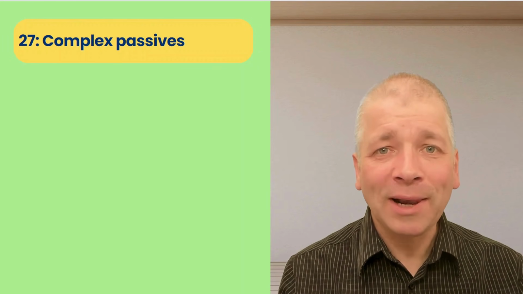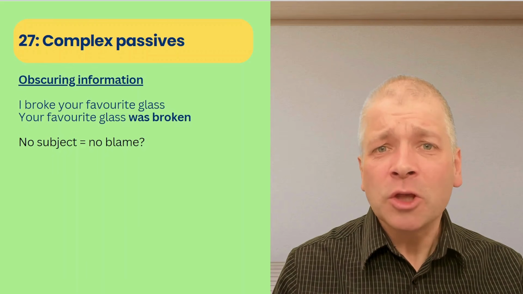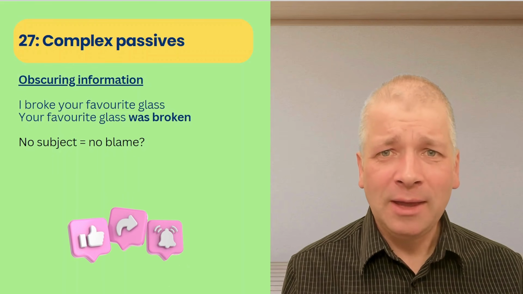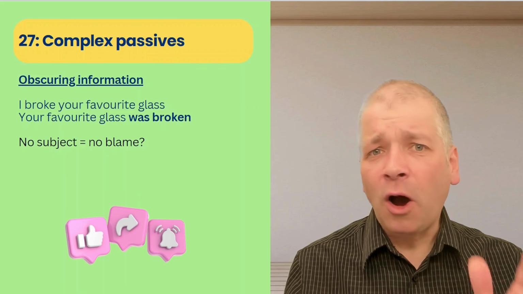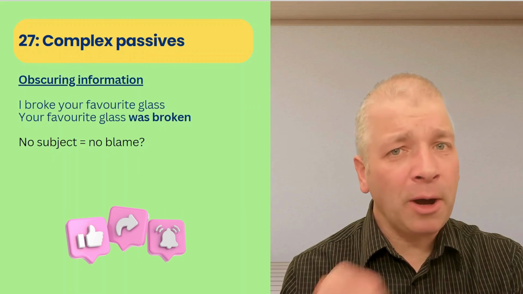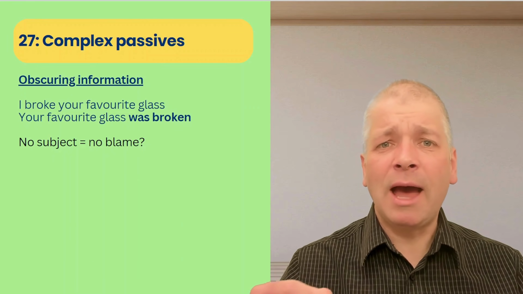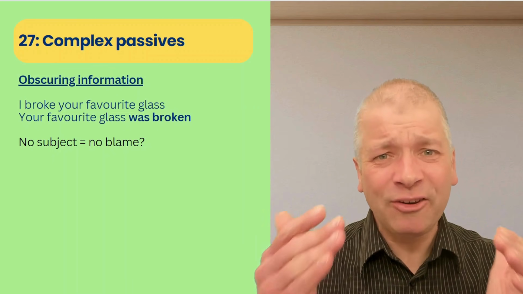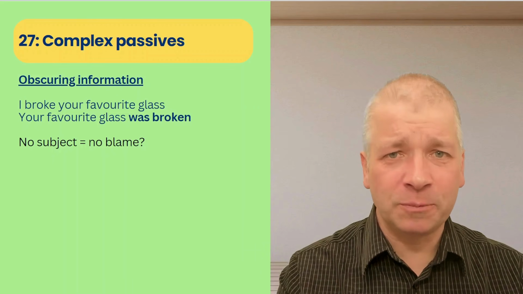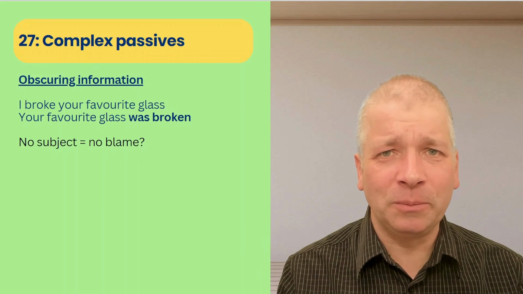27. Complex passives. If you've reached an advanced level of English, you know about the passive form. It means switching the order of the subject and the object, and using the verb to be with the past participle. But there are some extra complexities and uses that advanced English speakers should know and should be using. One of them is obscuring information.